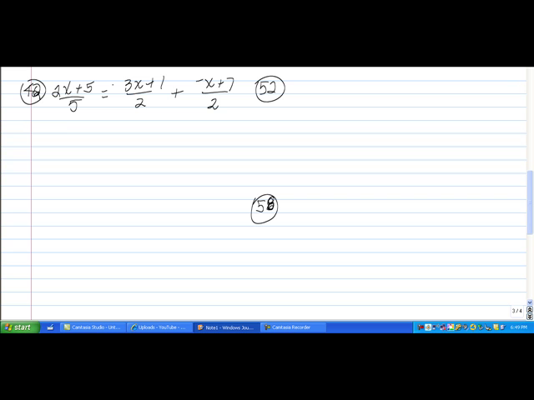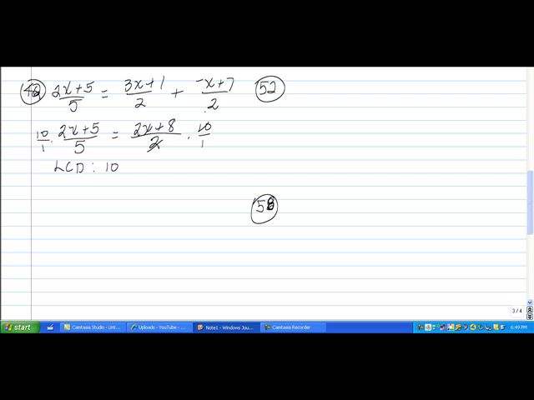Okay, now notice these on the right have a common denominator, so we can go ahead and combine those. 3x minus x is 2x. 1 plus 7 is 8. And that's going to be over 2. So our lowest common denominator is 5 times 2, which is 10. So I want to multiply by 10 over 1 on both sides.